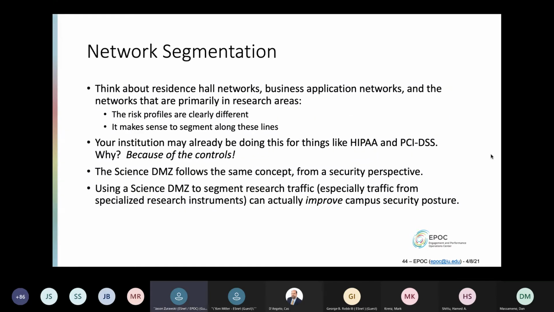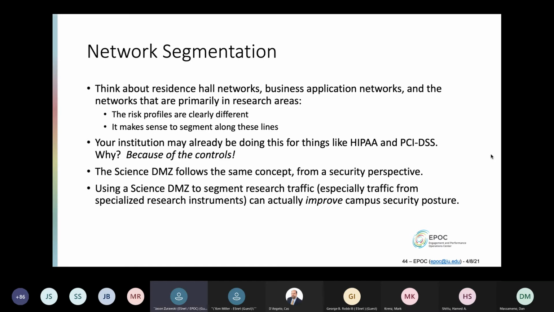So think about network segmentation here. All those other networks that you may be responsible for day-to-day, the residence hall networks, business application networks, networks in the research areas, there are all different sorts of risk profiles in all of those. And it makes sense to try to segment along those lines. You're probably doing this already, so hopefully this isn't news to anybody. If you're doing support for things like HIPAA or PCI DSS or anything like that, those are in place and they have their own controls applied to them already. Think of the DMZ network in the same vein. You're going to have a set of controls that you apply to make it successful.